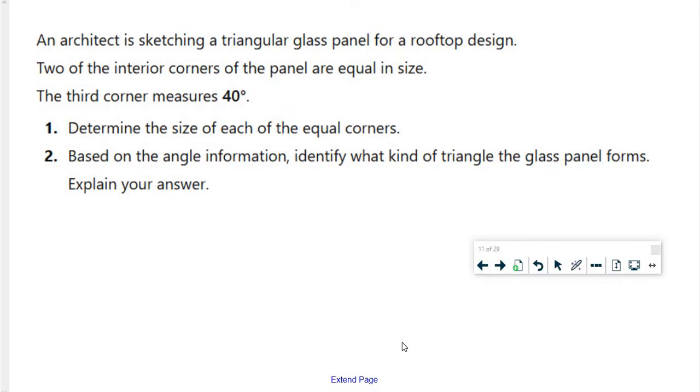An architect is sketching a triangular glass panel for a rooftop design. Two of the interior corners of the panel are equal in size. The third corner measures 40 degrees. Now the question is, one, can you determine the size of each of the equal corners? Two, based on the angle formation, identify what kind of triangle the glass panel forms. Explain your answer.